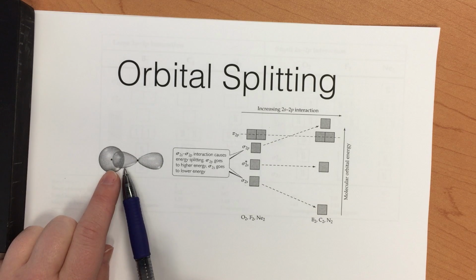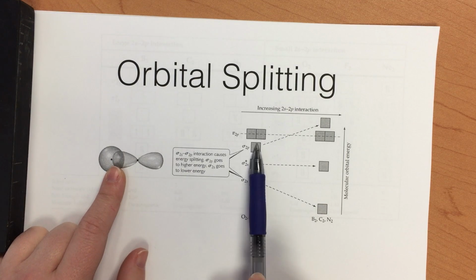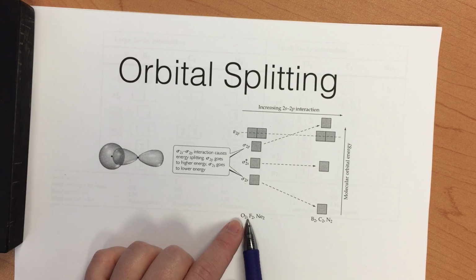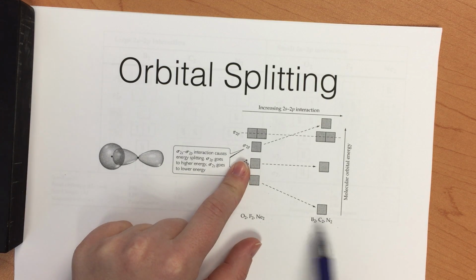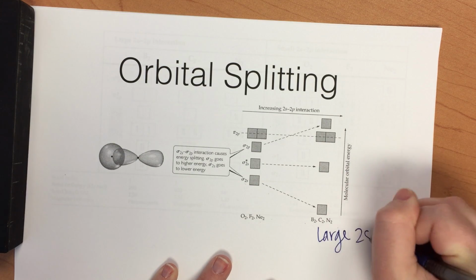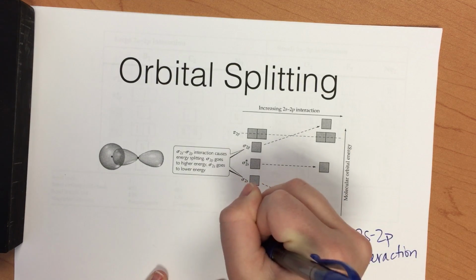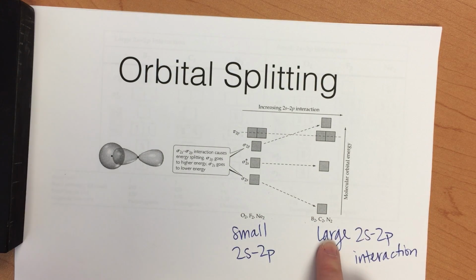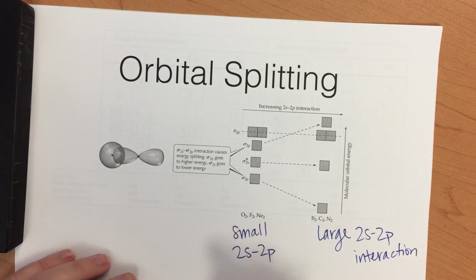As you have increasing sigma 2s and sigma 2p interaction, it causes the energy splitting to change. So what does that mean? For oxygen, fluorine, and neon, we have this molecular arrangement. For boron, carbon, and nitrogen, we see this interaction. This has a large 2s, 2p interaction. This has a small 2s, 2p interaction. These are probably larger because they're going to be closer together. These will be larger. This is smaller because they are further apart.